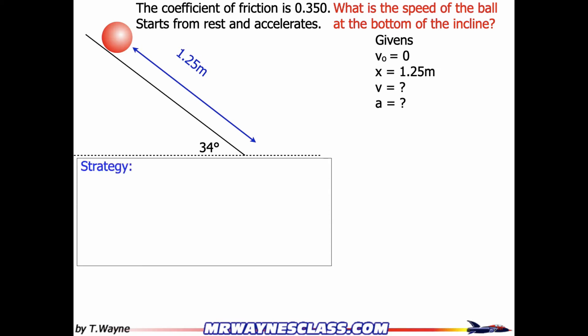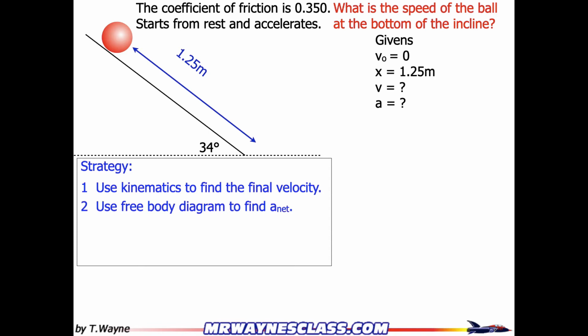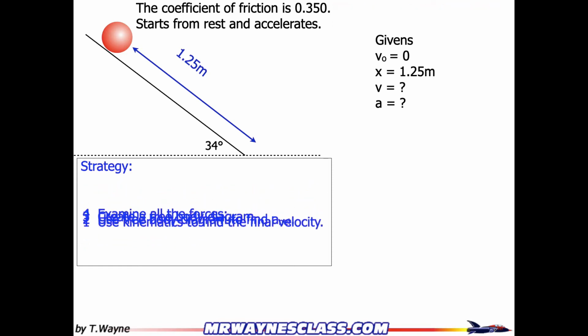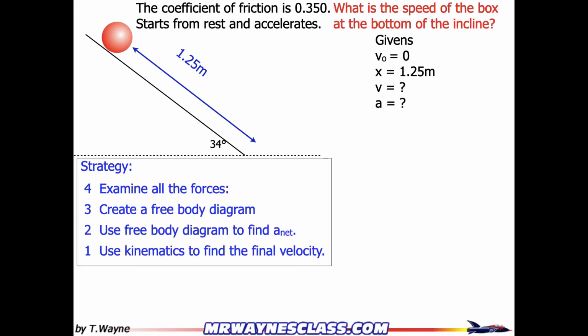So here's what I'm going to do to solve this problem. It's a lot of work. Number one, I'm going to use kinematics to find the final velocity. So I'm thinking about this from the last step: what's the speed of the ball? I'm going to use kinematics to find that. And then I see I don't have the acceleration, so I'm going to use a free body diagram to find the acceleration. So I got to create a free body diagram, and then I got to examine all the forces to do that. So I'm going to do this in reverse order on my paper, starting from 4, working down to number 1.